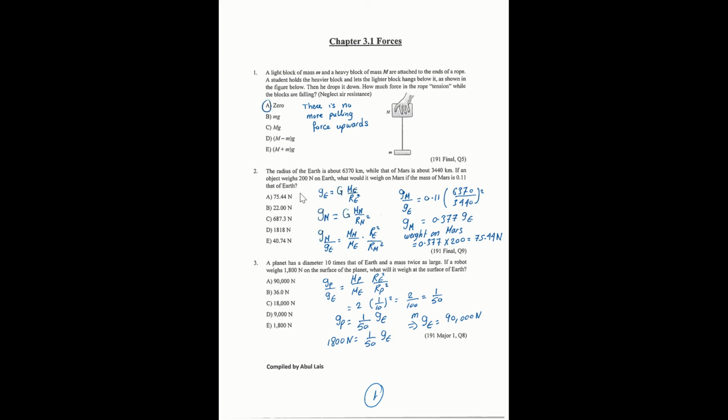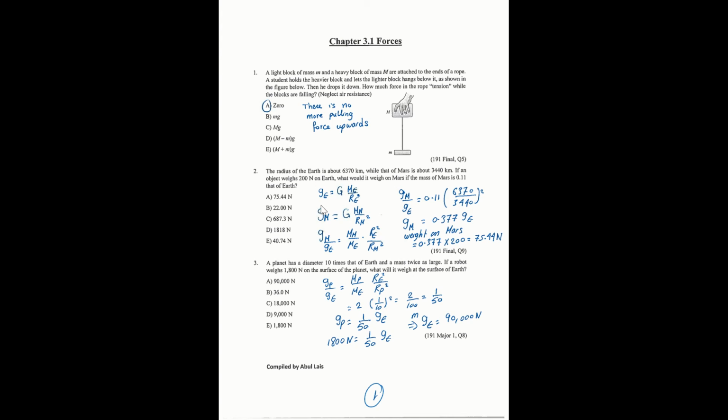Okay, let's see problem number 2, and it says that the radius of the Earth is about 6,370 kilometers, while that of Mars is about 3,440 kilometers. If an object weighs 200 newtons on Earth, what would it weigh on Mars if the mass of Mars is 0.11 that of Earth? Okay, so here we are comparing the weight of an object on Earth and on Mars.